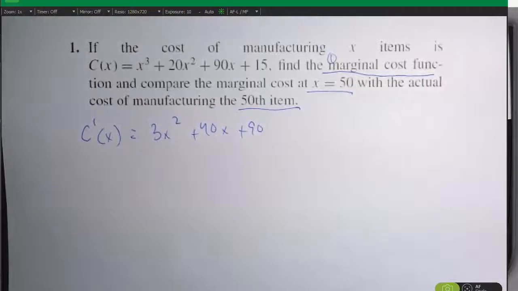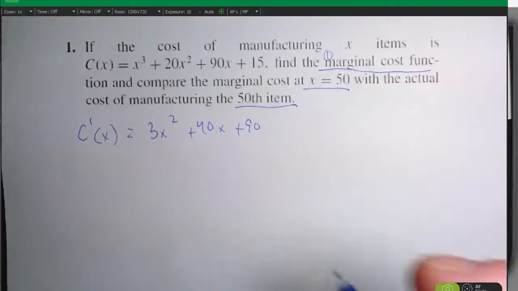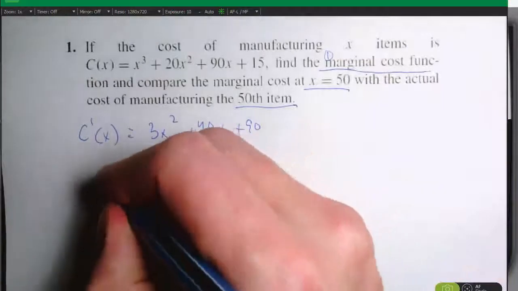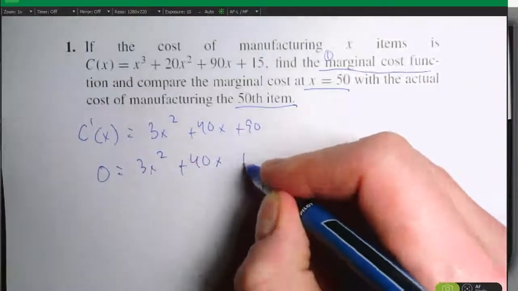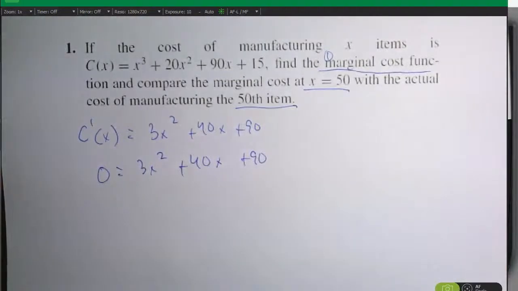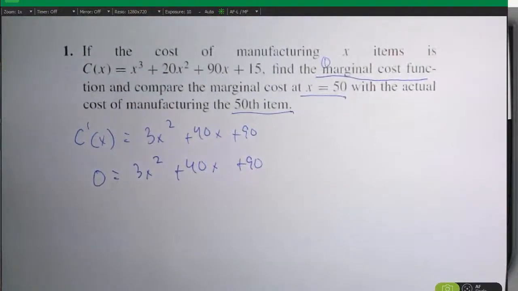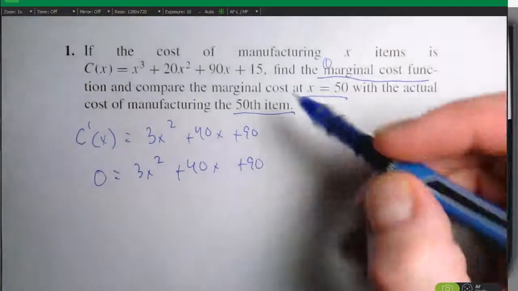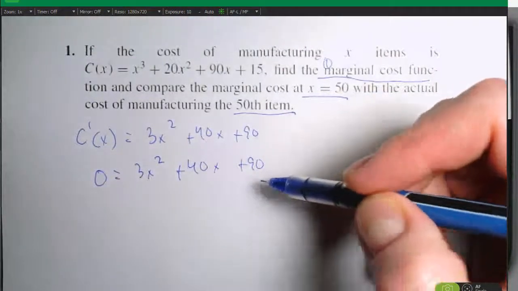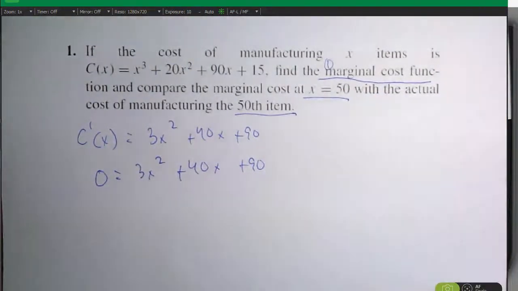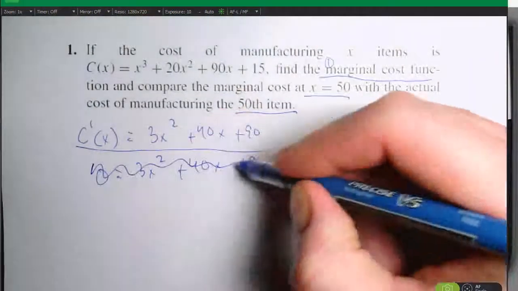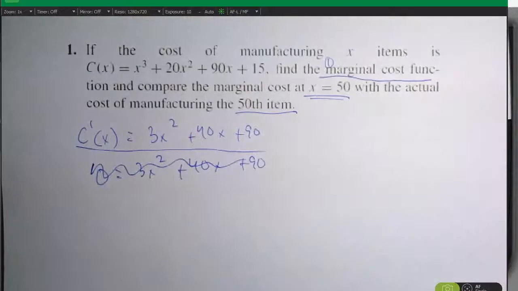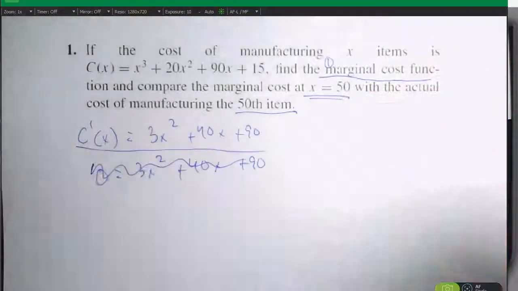Now, in order for us to do this, we just set it equal to 0. And what we're really looking for is the minimum of this function. I'm sorry, excuse me, I'm not thinking properly. This is the marginal cost function. I don't need to minimize marginal cost. I'm just looking for the cost at the 50th item. So Mr. Moyer's not thinking straight. All we're going to do now is plug in 50 for x.